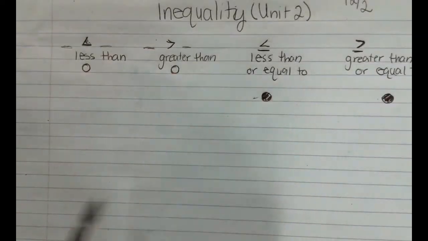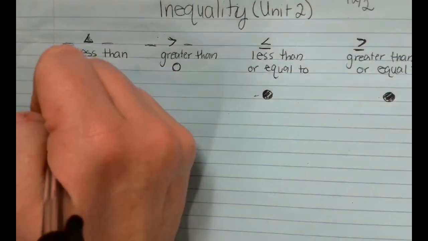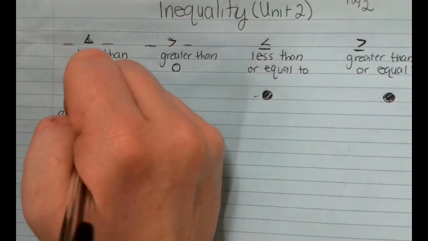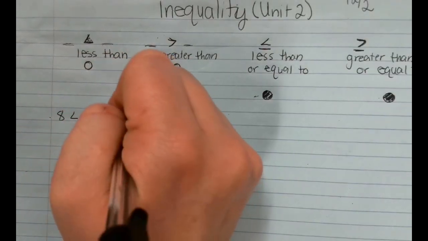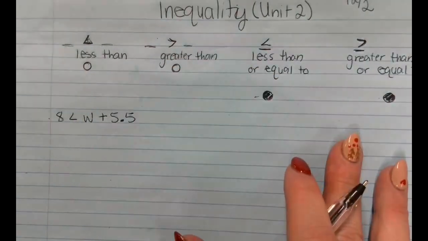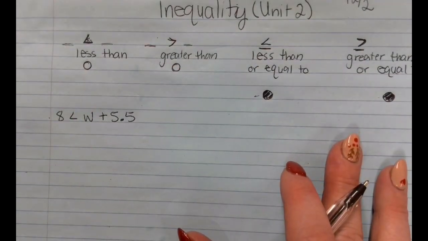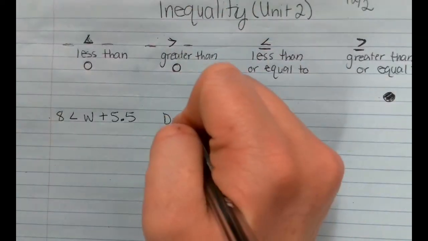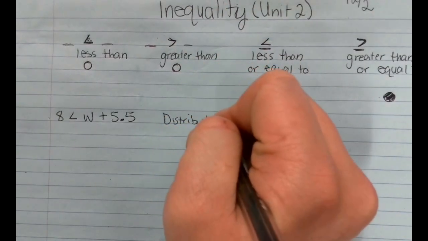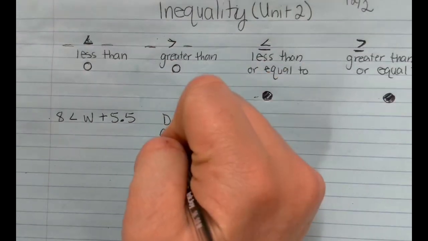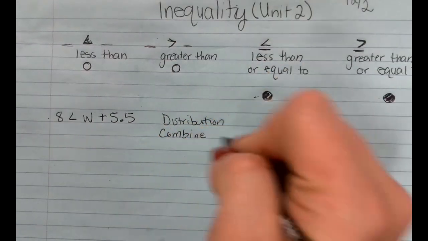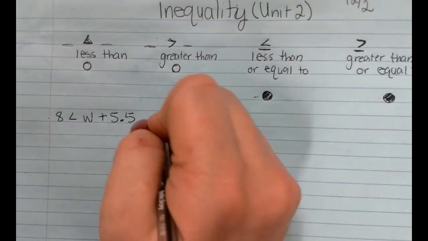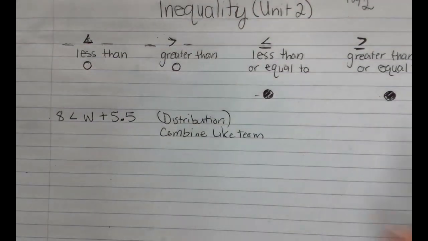Alright, let's do some examples. So, our first example is going to be 8 is less than W plus 5.5. So basically just solving this like a regular equation. So in case we don't remember, you get rid of your distribution property things first, and then you combine your like terms. Now we don't have any distribution. Remember, distribution is parentheses, so we don't see any parentheses, so we're going to skip straight to combine like terms.